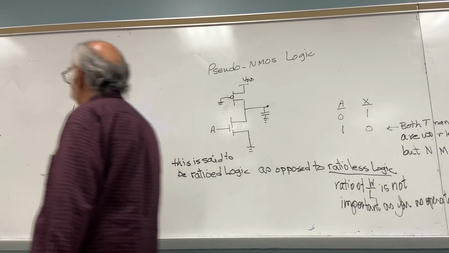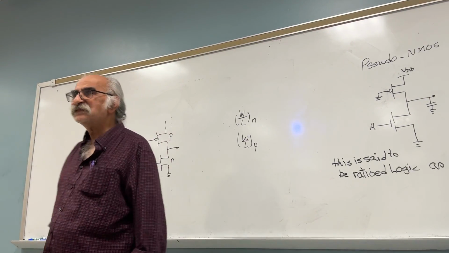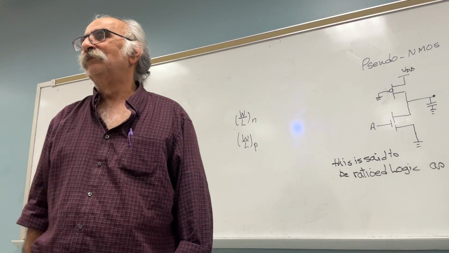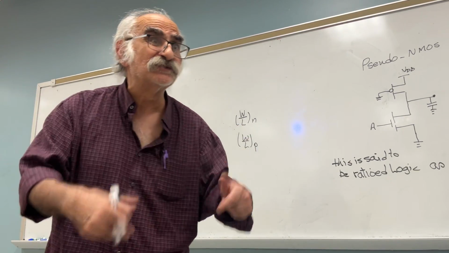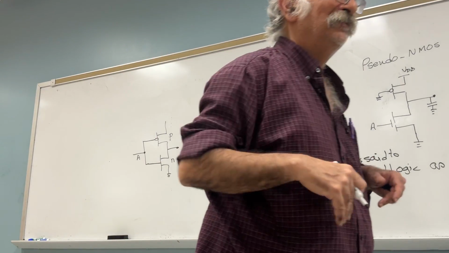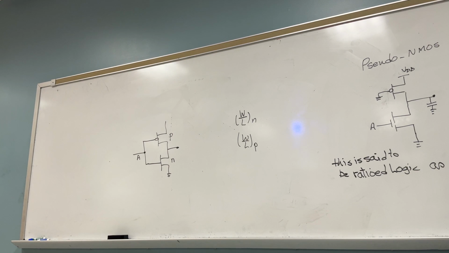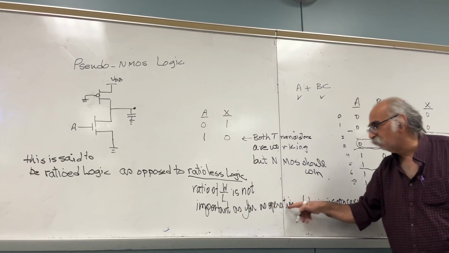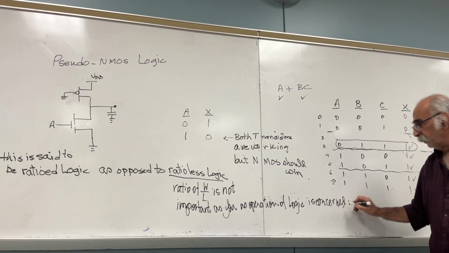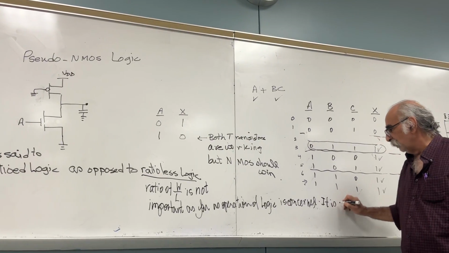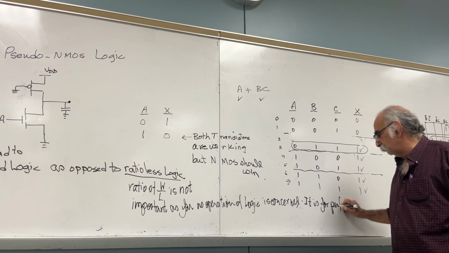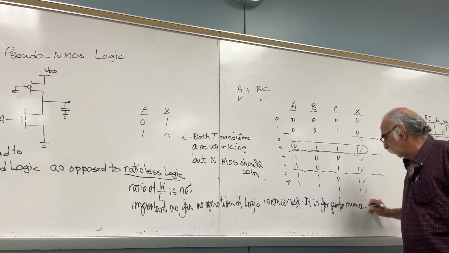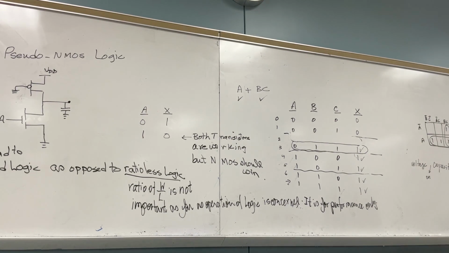Can I choose N equal to P? Yeah. Well, the logic works, but the performance might not be top notch. Did you get it or not? Yeah. The logic works. This is called ratioless. The W over L is not important as far as the operation of the logic is concerned. It is for performance only. Did you get it? In Pseudo-NMOS.